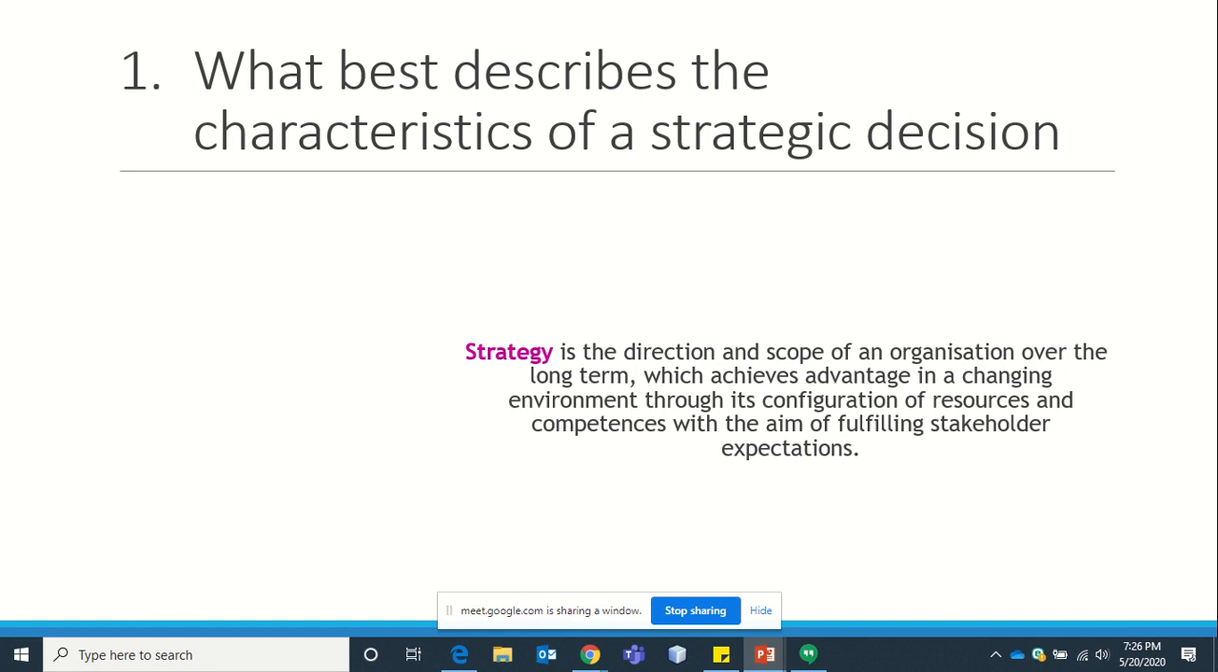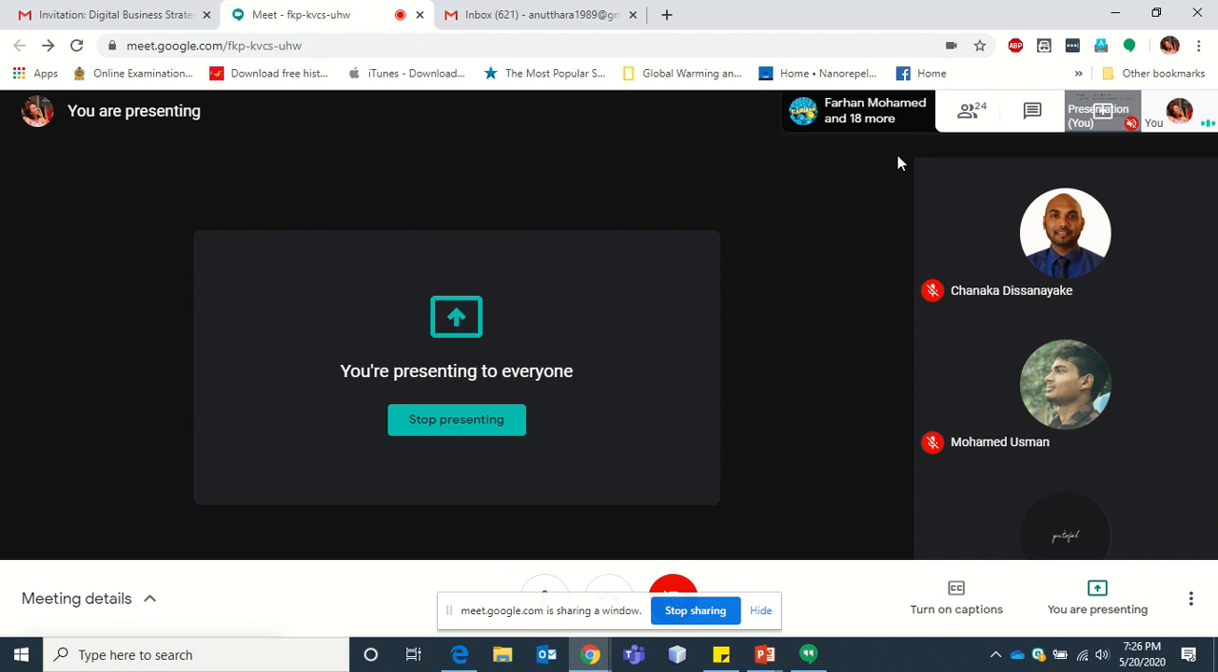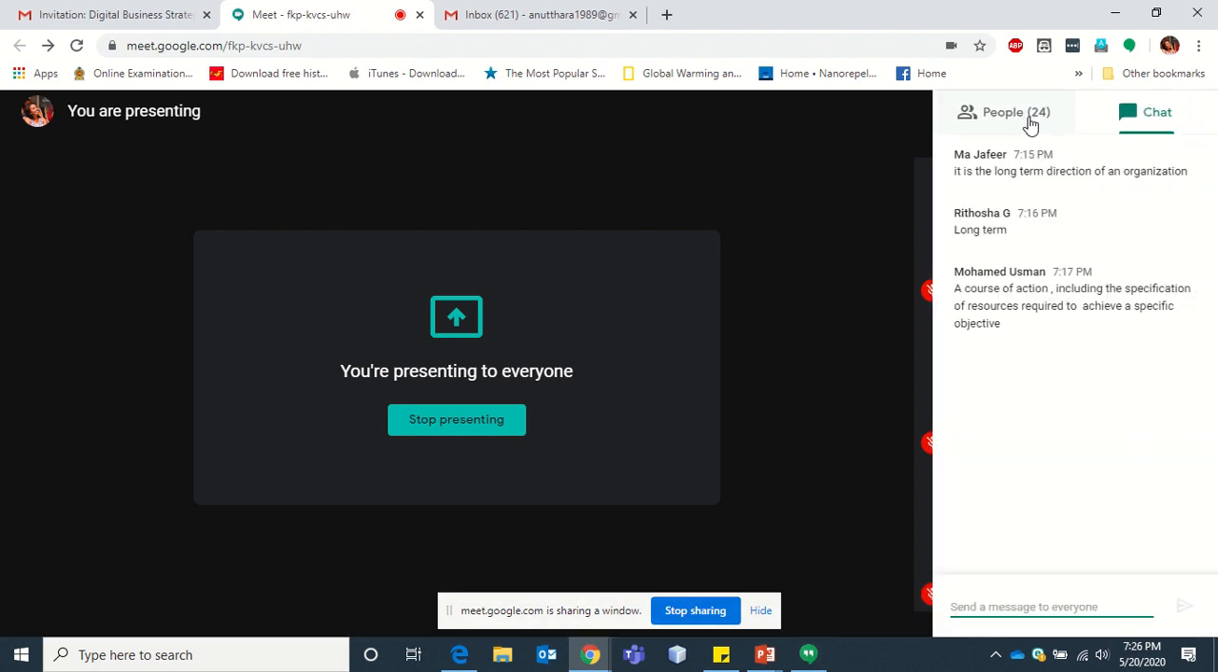I believe you are clear with the definition of strategy. Any questions? Please ask. Hope that you're okay. Strategy is what? A long term direction and scope.